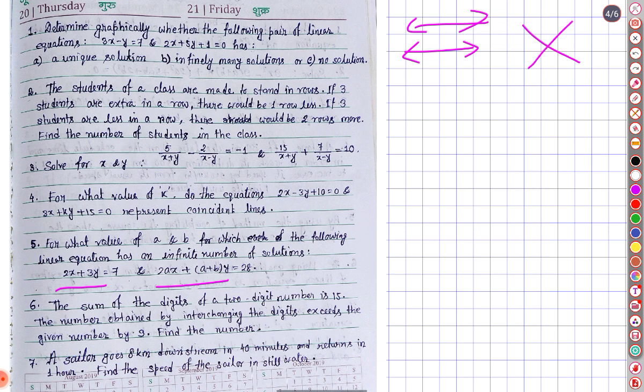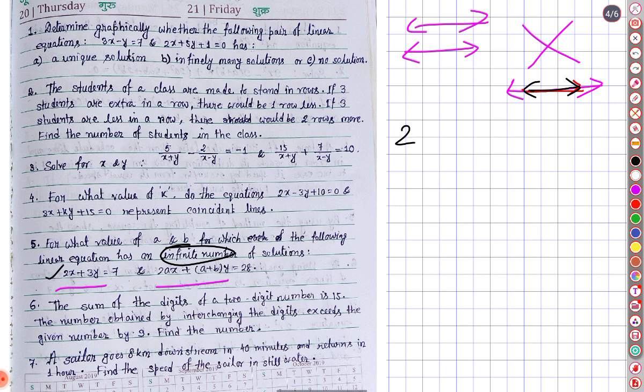If the lines intersect, then there is only one solution, and if they coincide with each other, then every point will be a solution, so infinite solutions. So the condition is that the ratio of the coefficients will be equal. Infinitely many solutions means the ratio of the coefficients will be equal.